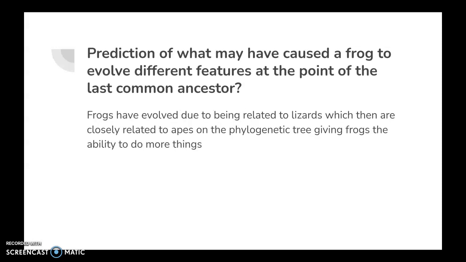The prediction of what may have caused the frog to evolve different features at the point of the last common ancestor is that frogs have evolved due to being related to lizards, which then are closely related to apes on the phylogenetic tree, giving frogs the ability to do more things.